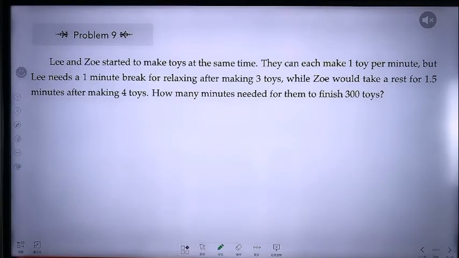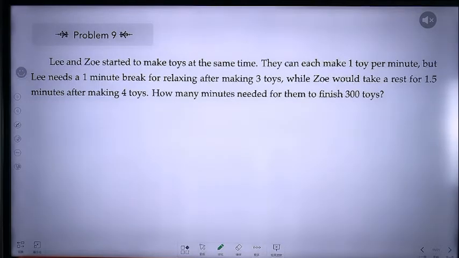So I see some answers are quite close, or maybe correct. So we need to have some ideas, right? Roughly speaking, if they never rest, they will make 2 toys per minute. So that needs 150 minutes. So the answer has to be definitely greater than 150. If you give some answer below that, then it must be wrong.